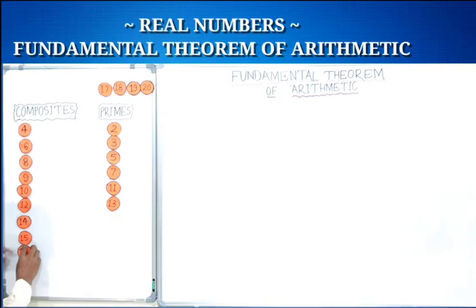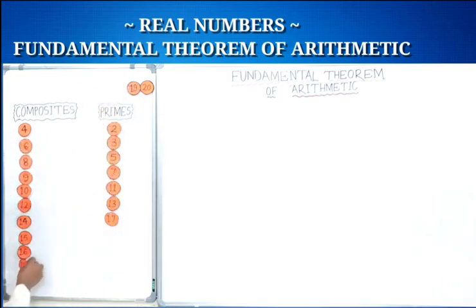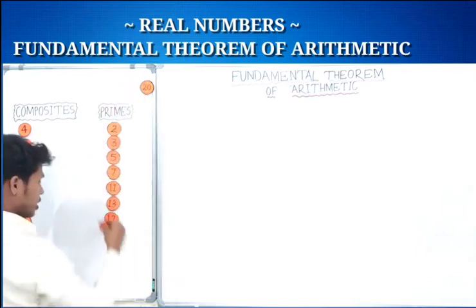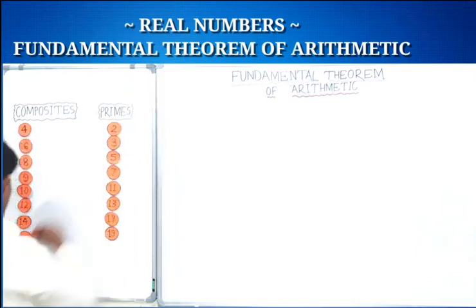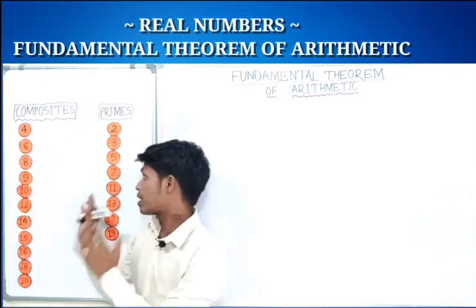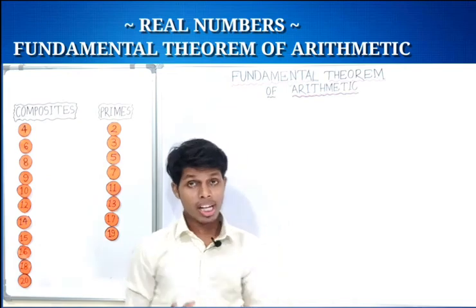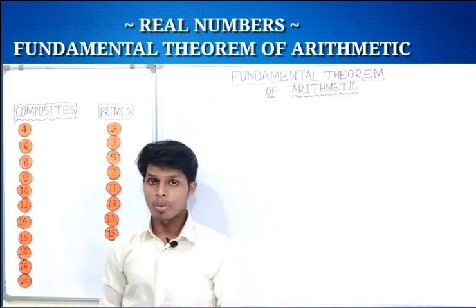16, it is composite. 17, it is prime. 18, composite. 19, prime. 20, composite. So as you can see, I have organized these numbers into primes and composites. Now let's see what Euclid discovered.